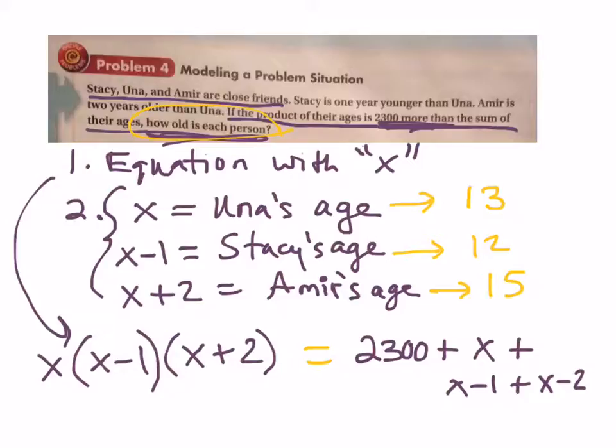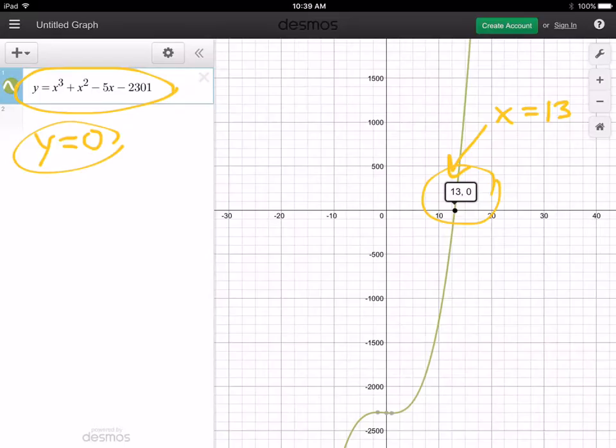Okay, so to review, our goal is to write an equation with just one variable in it. If you have more than one thing that's unknown, then you try to write everything in terms of one variable. That's the part where we had x. And then instead of calling Stacy and Amir y and z or something like that, we described them in terms of Una's age. Write your equation. You may need to simplify a little by multiplying and moving stuff around, and then ultimately you're going to graph and try to find the real answer.